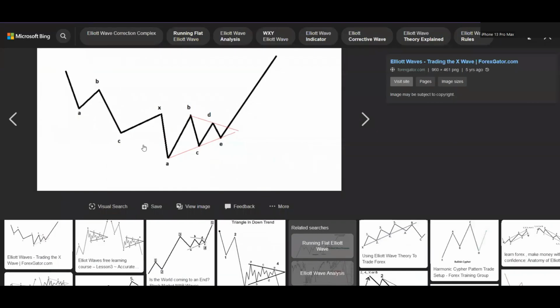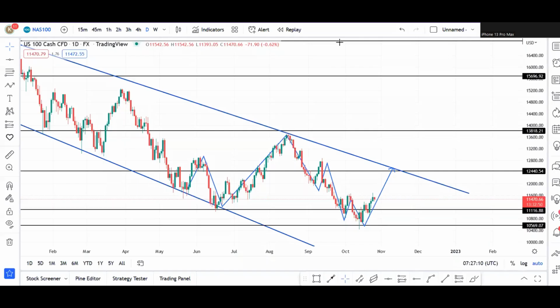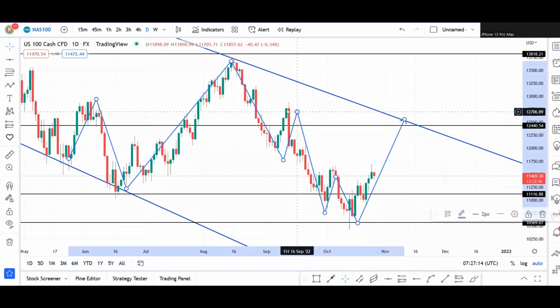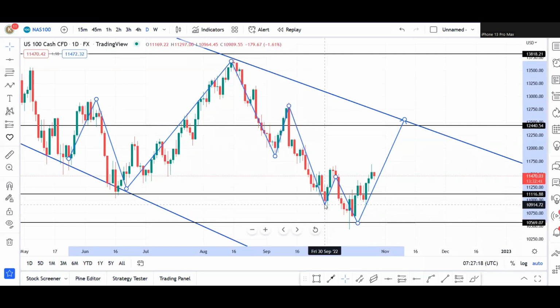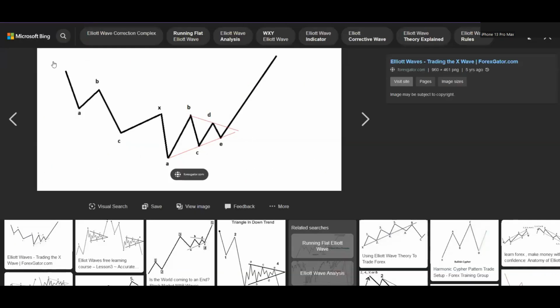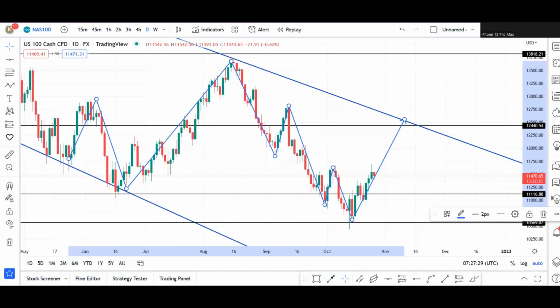I'm looking at this change of direction here. Looking at this change of direction.